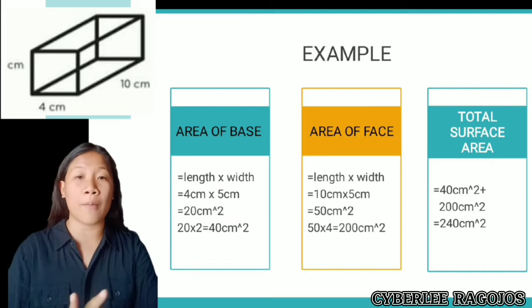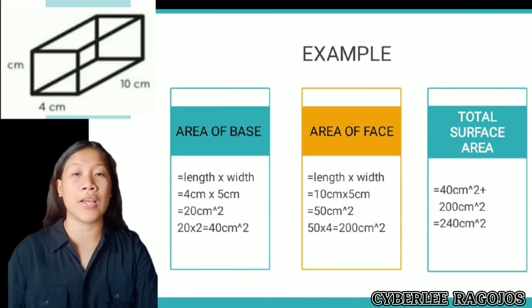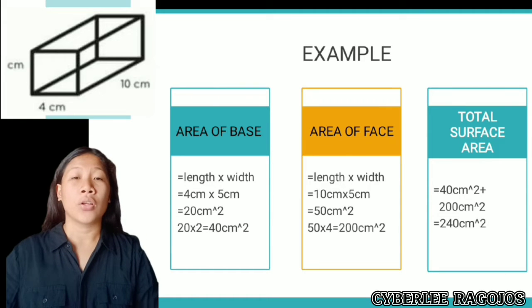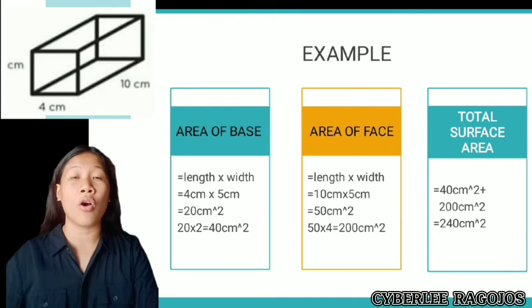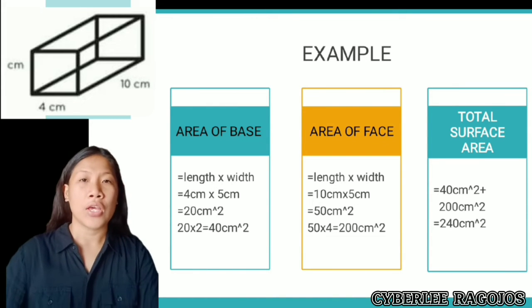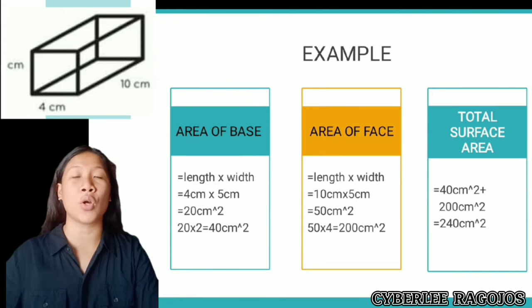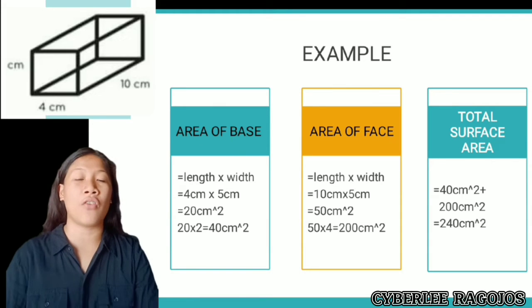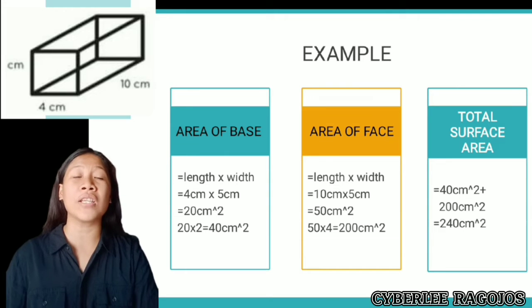So the third step is find the area of all the faces on the sides. So for the area of a face, we must also follow the formula which is length times width o kaya naman base times height. In finding this, the length is 10 cm while the width is 5 cm. Kailangan lang natin gawin is i-multiply natin yung 10 tsaka 5. So, 10 cm times 5 cm is equal to 50 cm squared.